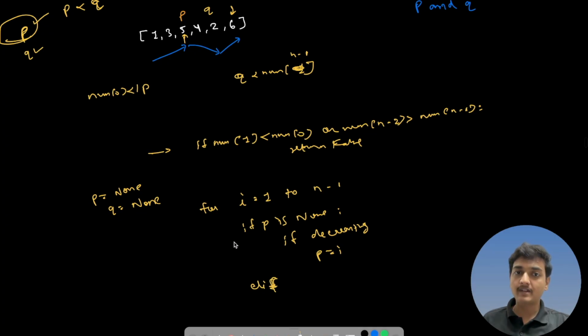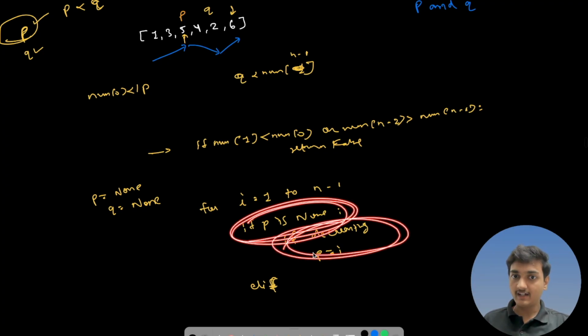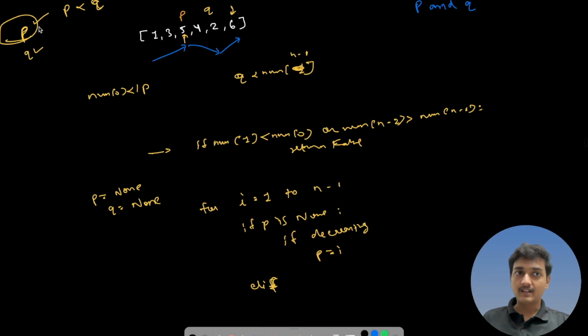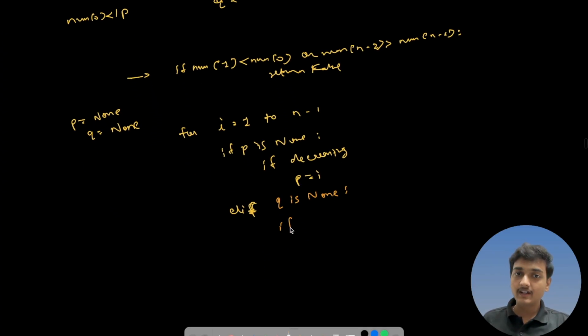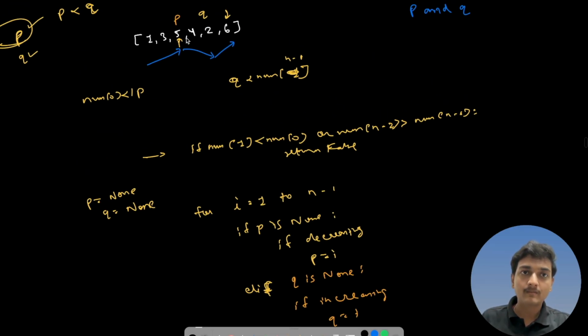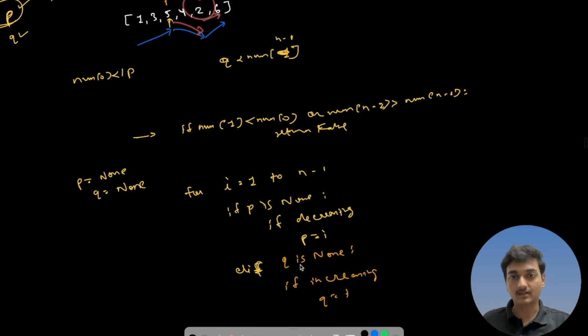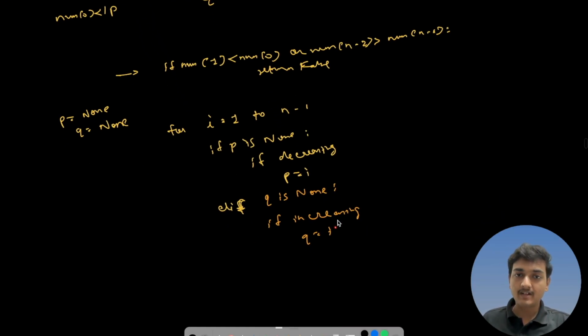So else if is why I'm writing else if here. So first if P is none, then I will be only finding this P. If P is assigned once, then only I will be finding Q. Else if Q is none. Okay, Q is null basically. What I need to do? If increasing, right? As soon as I got something increasing, I can definitely assign a Q there. Simple. It's not a problem. So Q is decreasing, decreasing, decreasing, no issue. But as soon as I got one increasing, that means that is my Q. Yes. So I will be assigning Q like this.